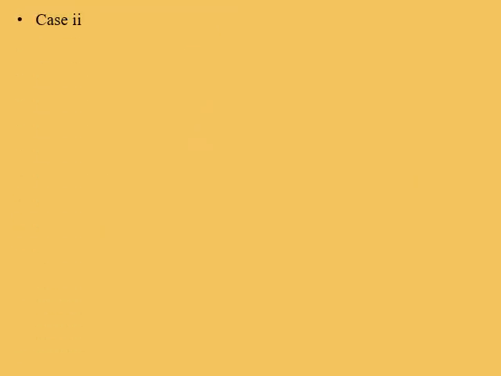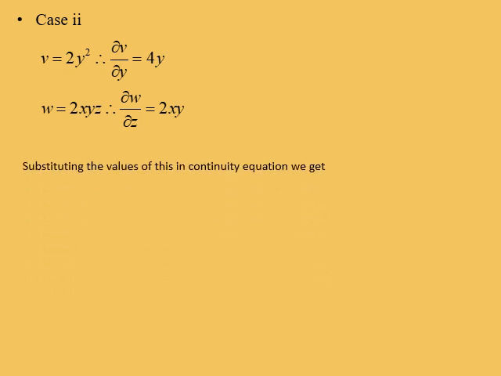Moving on to the second case. The two velocity components are given, v as well as w. v = 2y², and differentiating with respect to y gives 4y. w = 2xyz, and differentiating with respect to z gives 2xy. Substituting these values in the continuity equation, we get ∂u/∂x + 4y + 2xy = 0.